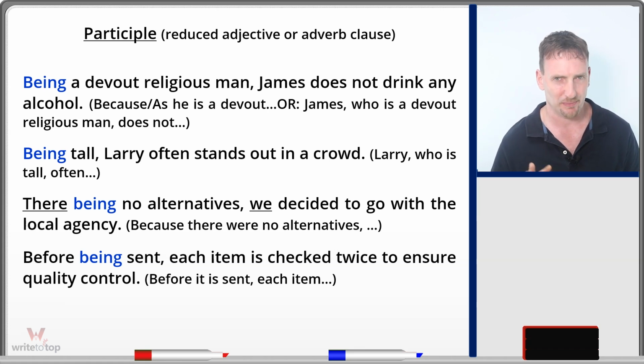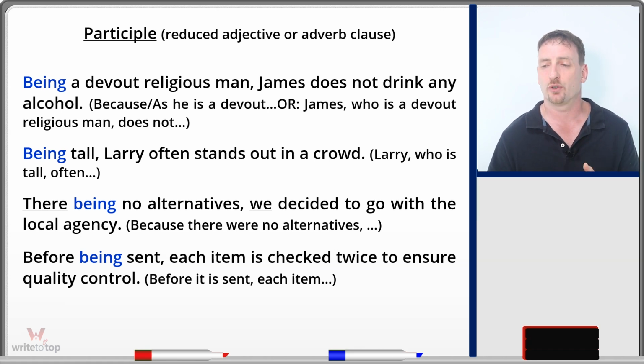Again, I'll make a different video about participles. They're very tricky. A couple more examples. There being no alternatives, we decided to go with the local agency. Because there were no. I'm taking out the because. It's obvious the relationship between the two clauses.